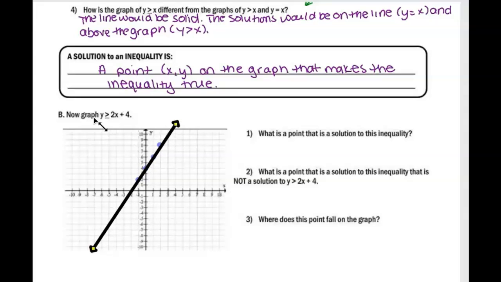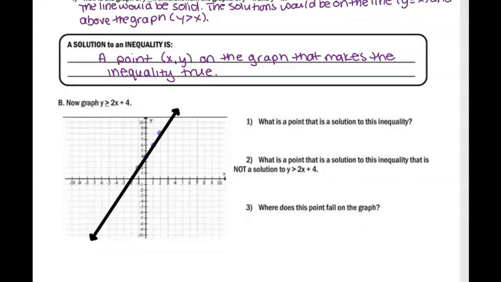So it says, what is a point that is a solution to the inequality? You could pick any point on the line. You could pick any point above the line. So again, any point above that line would be a solution. So we're going to shade all the space above that line.